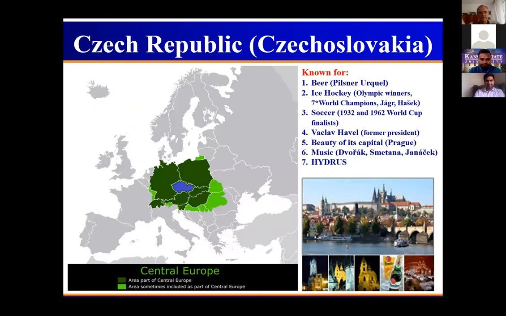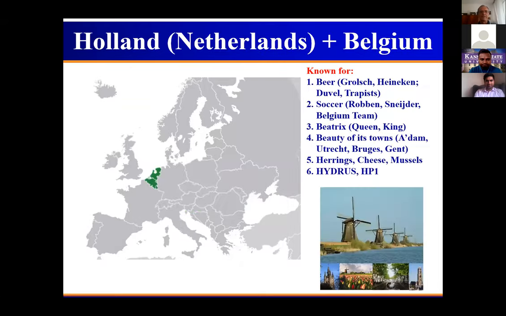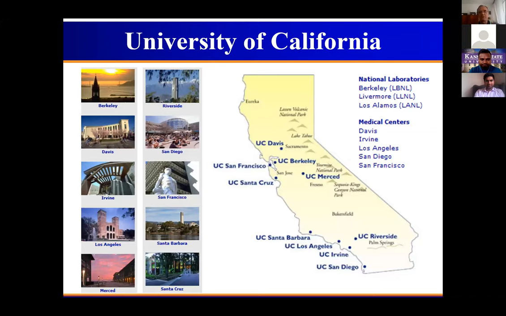Just the background geographically, so I'm from Central Europe, and I'm currently here right now on my vacation, so I'm speaking to you from Prague. Rien and Diederik, they are from Holland and Belgium, so that's pretty close to Czechia, also in Europe. And I'm currently working at the University of California, which is one of the best public universities in the world. We typically have three campuses among the top 10 universities in the world, including UC Berkeley, UC Los Angeles, UC San Diego, etc.